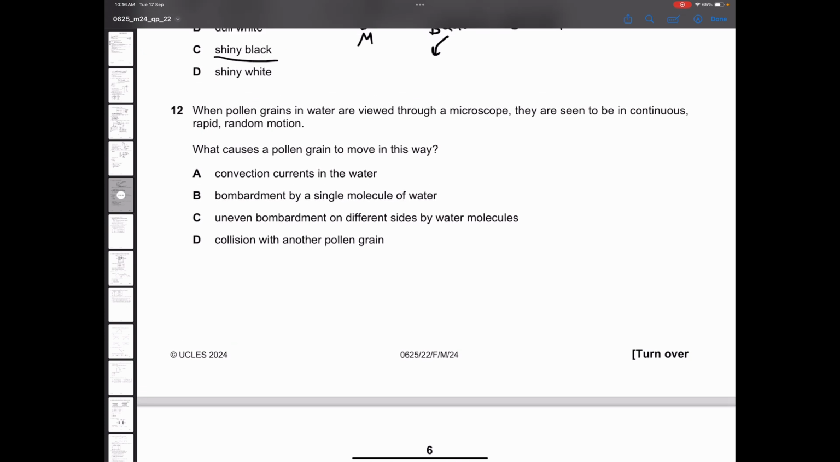When pollen grains in water are viewed through a microscope, they are seen to be in continuous rapid motion. This is mainly because they are continuously hit by water molecules. This question has been repeated numerous times in the earlier past papers as well. So the answer will be uneven bombardment on different sites by water molecules. Correct answer will be C.